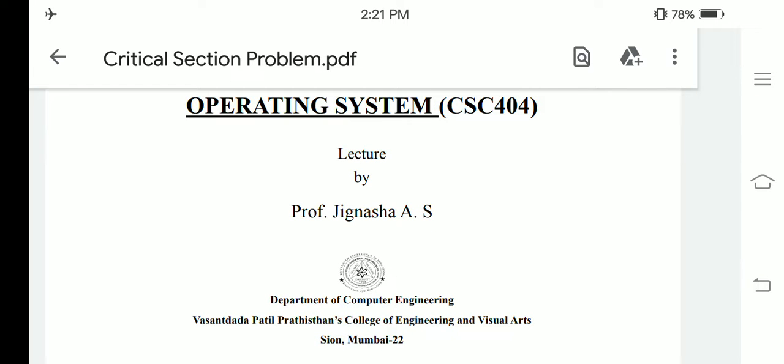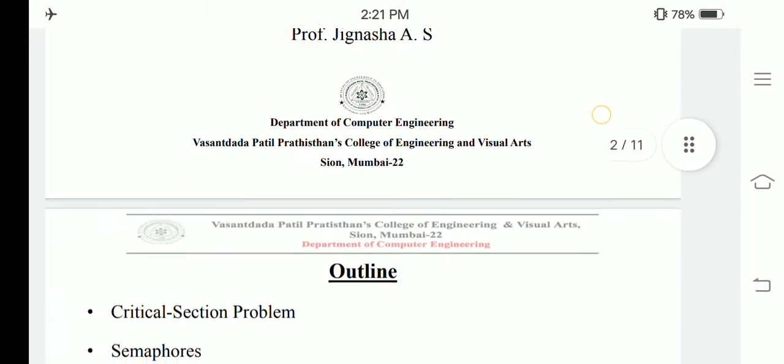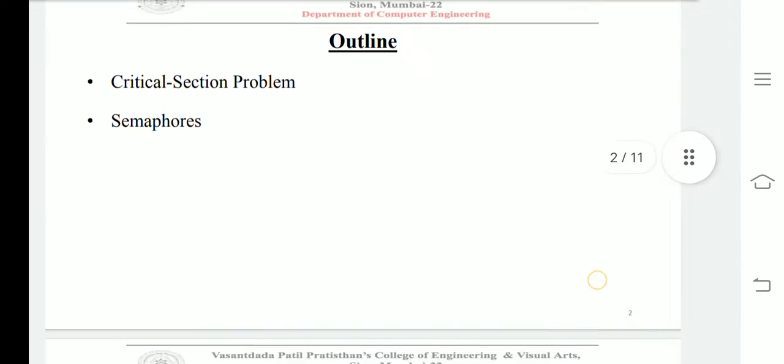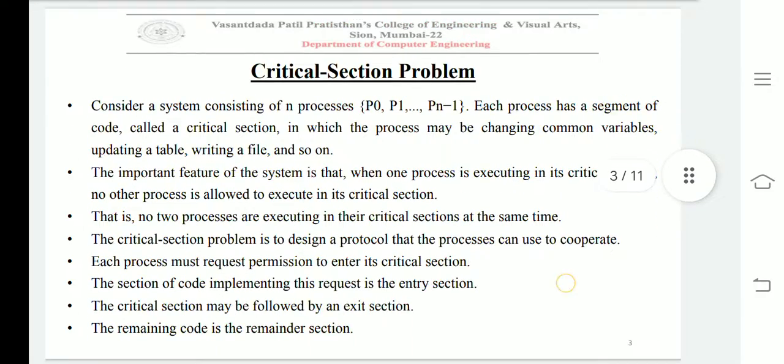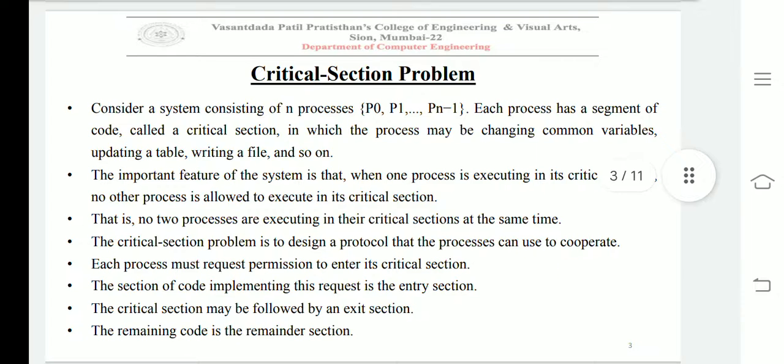Hello everyone, in this video we will understand the critical section problem and semaphore. Consider a system which consists of n processes from P0 to Pn-1. Each process has a segment of code which is called the critical section. Each process performs operations such as changing common variables, updating a table, writing a file, and so on.